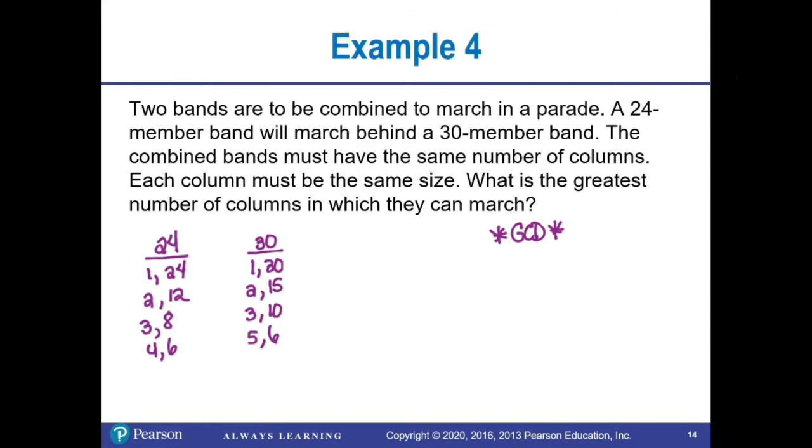I look at what they have in common. They both have a 1, a 2, a 3, and a 6, and I want the greatest of those. So that tells me here I need 6 columns.